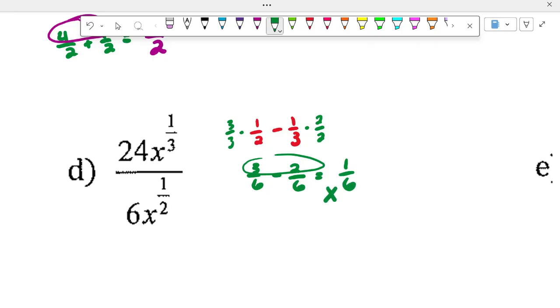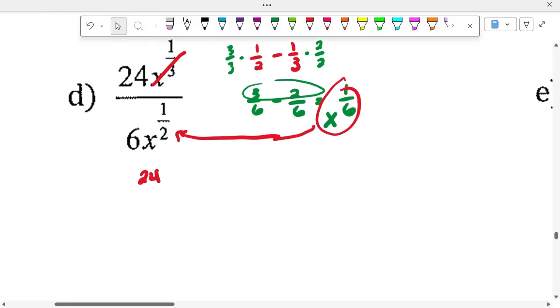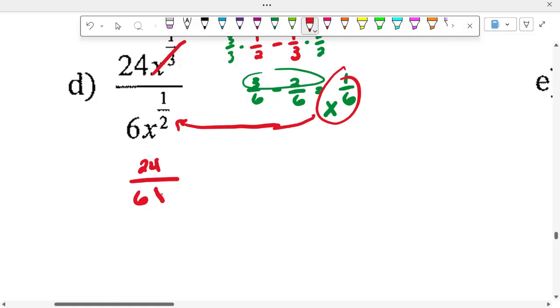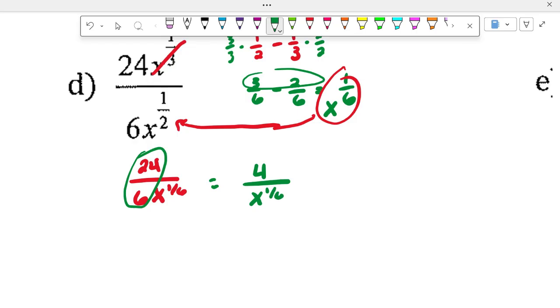Now, that means it'll be x raised to the 1/6. Where's it going to go? Top or bottom? Nope. Where's the bigger one originally? The bottom. Now, guys, you can also do this in your calculator. Just subtract the exponents in your calculator. Just make sure you convert it back to a fraction the way that I taught you to. All right. So this will be 24 over 6 raised to the 1 x to the 1/6. One last thing I got to simplify. The numbers. 24 divided by 6 is just 4. So this will be 4 over x to the 1/6.